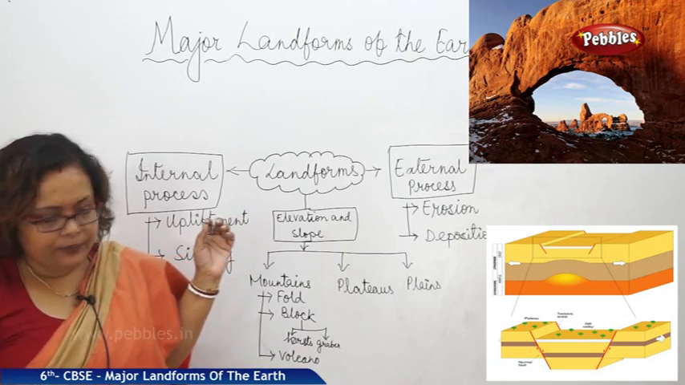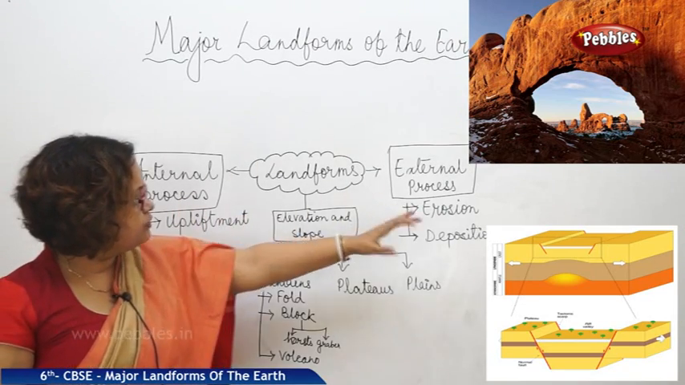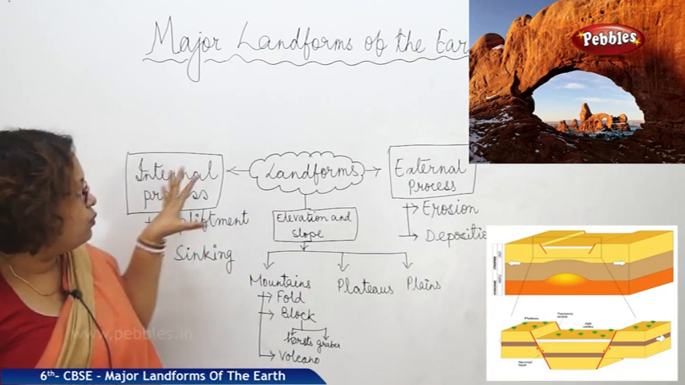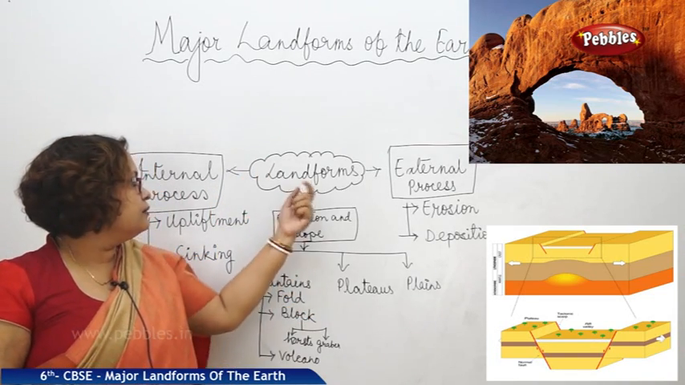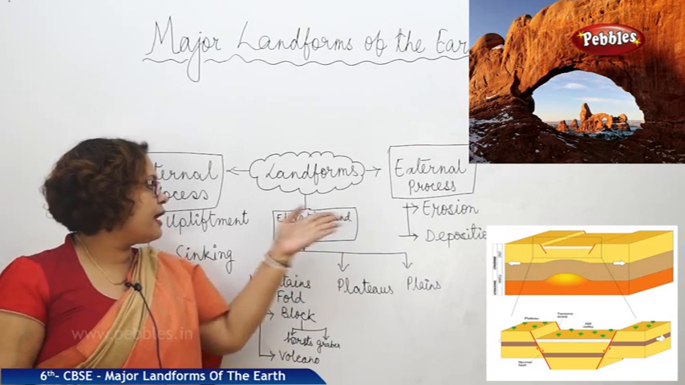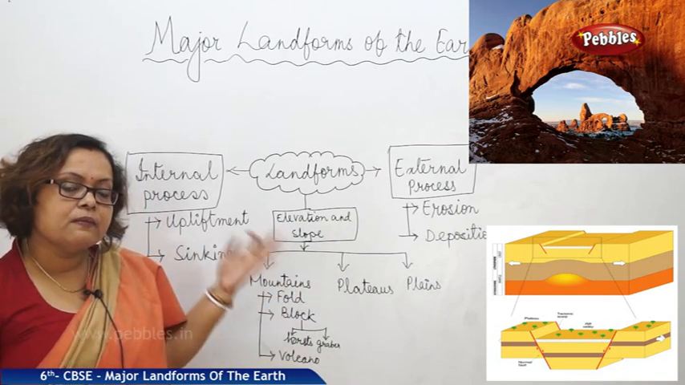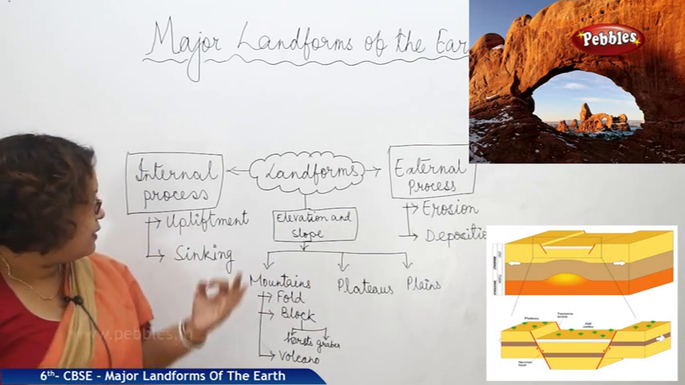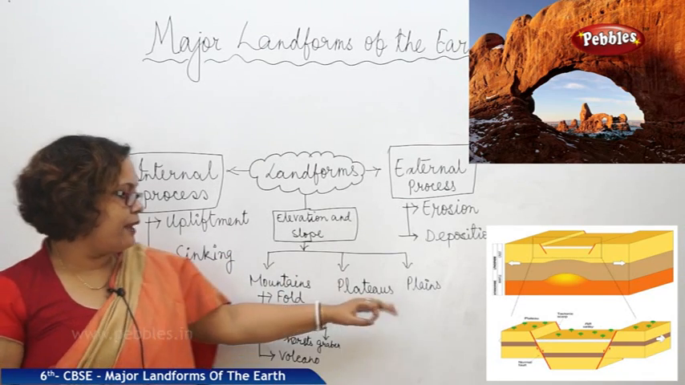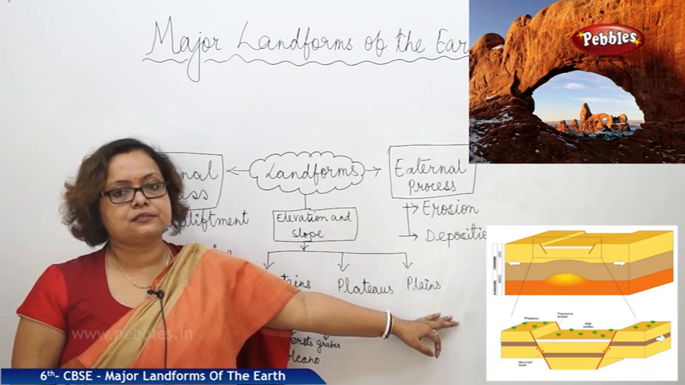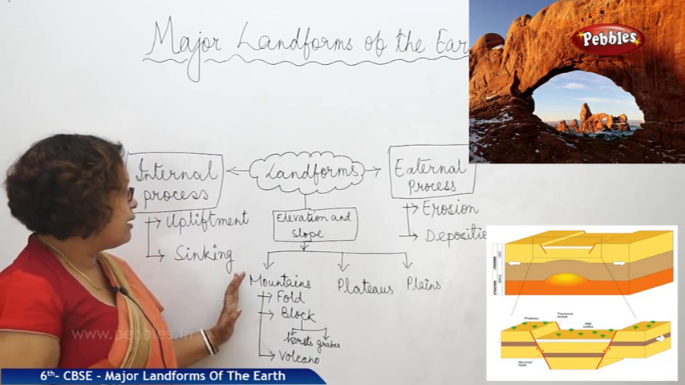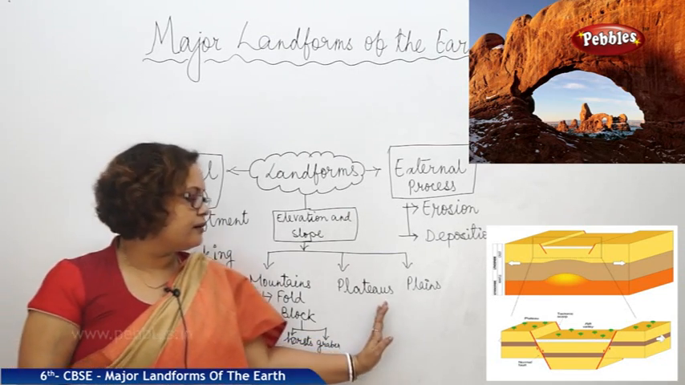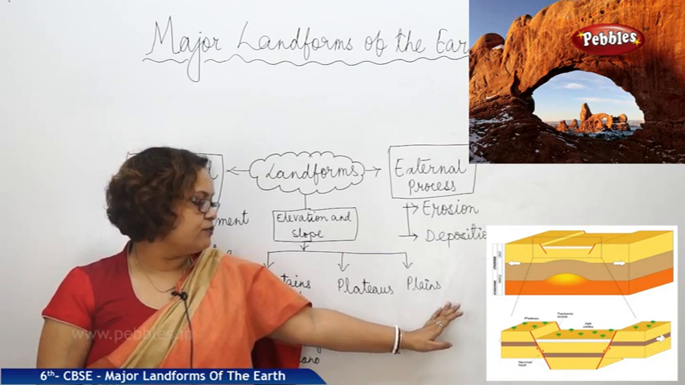Broadly, due to these reasons, what types of landforms do we find? They depend on the elevation and slope. We can see majorly three types of landform: mountains, plateaus, and plains. So, wherever you go, it will be part of a mountain, a part of a plateau, or a part of a plain.